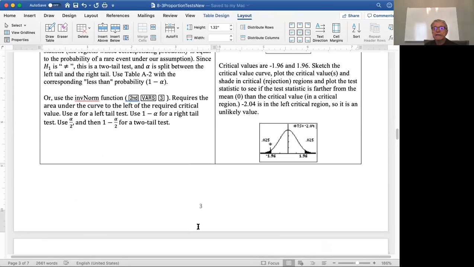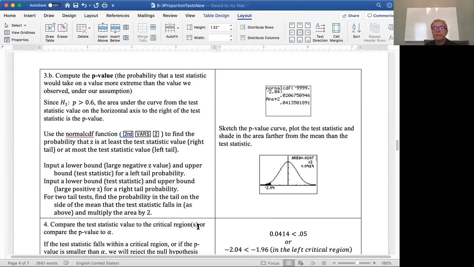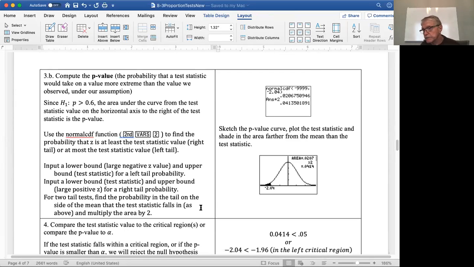Let's then look at the p-value approach. Okay, so p-values, this is a two-tailed test. So this is kind of a special situation. In two-tailed tests, for the p-value, if we draw a picture, we'll plot the test statistic, and we will find the area underneath the curve farther from the mean than the given test statistic. So that means the area in the tail to the left of negative 2.04.